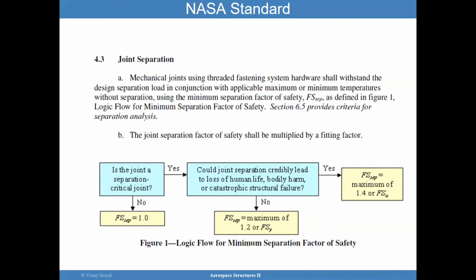And that minimum separation safety factor can be defined in this figure, as you can see, and can help us determine what kind of separation factor do I want to apply to my joint. If you don't have a critical separation, critical joint, then a factor 1 is sufficient. If you do have it, you want to examine, can this be catastrophic to the mission? And if it is, it's a 1.4, and if it's not, 1.2.